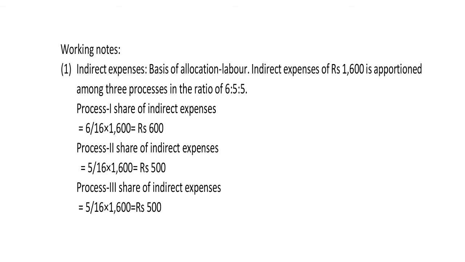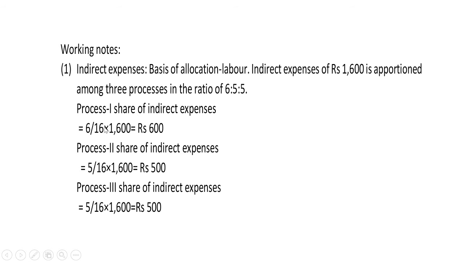Now look into this. Indirect expenses will be done on the basis of allocation of labor. That is, indirect expenses of rupees 1600 are given. It should be apportioned among the 3 processes in the ratio of 6:5:5. So we have to distribute it in this ratio among all 3 sections.